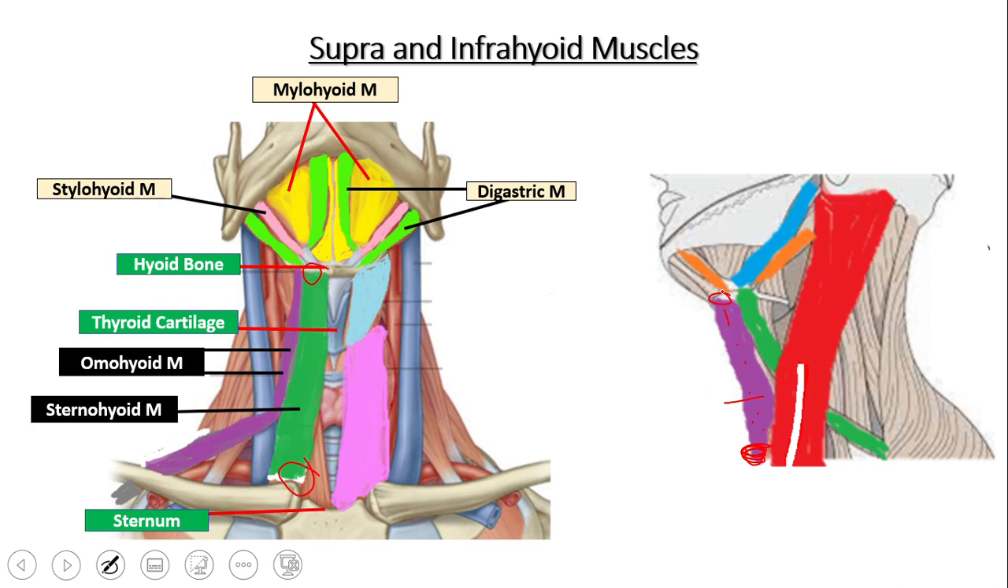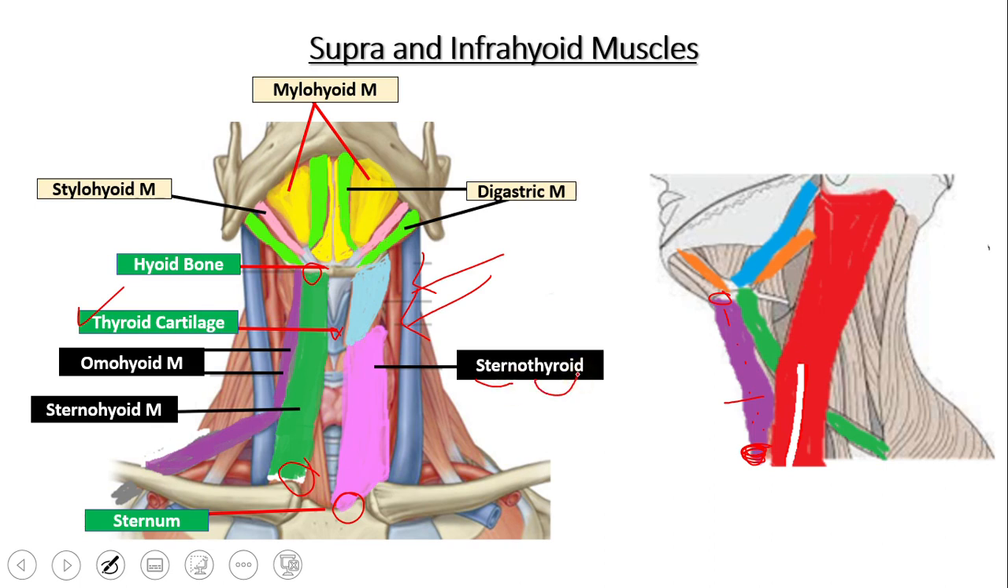Deeper to the omohyoid and the sternohyoid are two shorter muscles. So if you look at them here from the other side, the omohyoid and the sternohyoid have been removed so that you can look at these two deeper muscles. This muscle here in pink comes from the sternum, so it is a sterno. And it goes here to attach to the thyroid cartilage, so it is a sternothyroid.